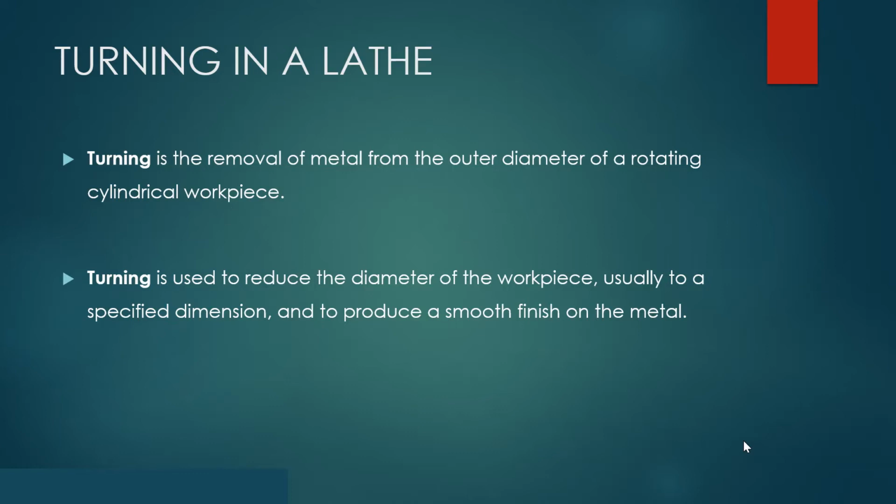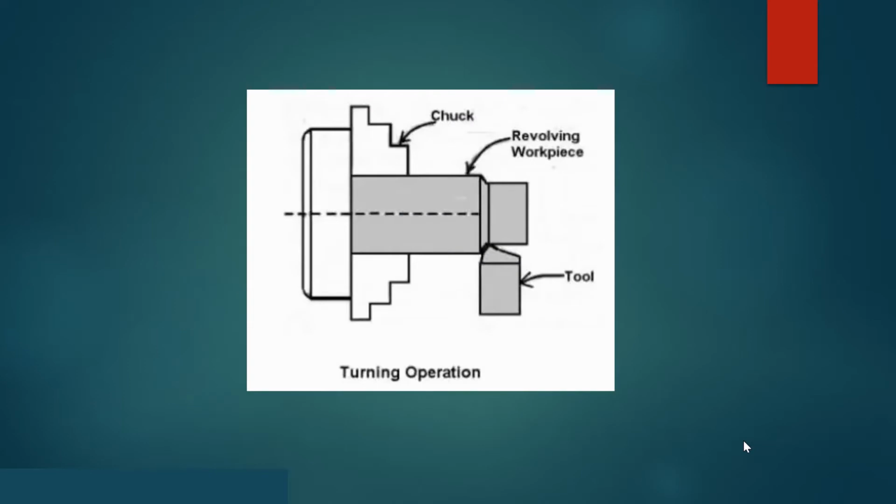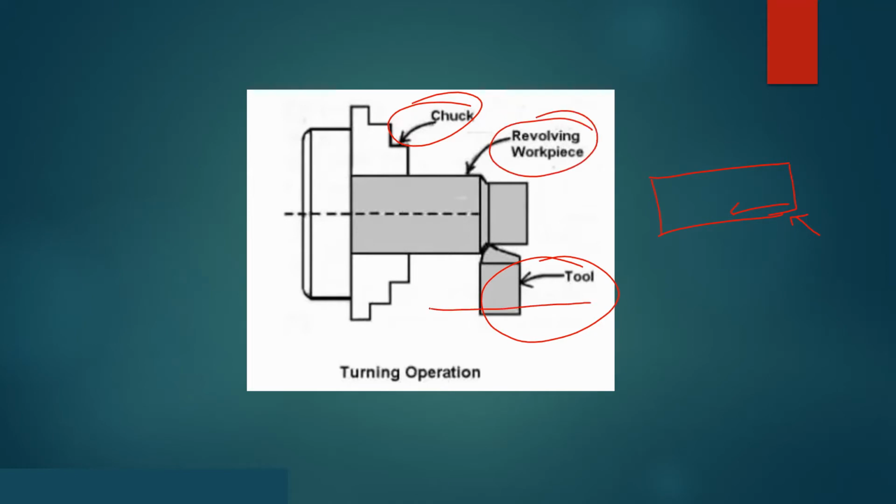Turning is used to reduce the diameter of the workpiece, usually to a specified dimension, and to produce a smooth finish on the metal. So this is the turning operation. It's given here. You see there is a tool and we have a job like this. When we place the tool here, we do the turning operation from the right side to the left side. You see this is called the chuck and this one is the revolving workpiece, and the tool will move in this direction.